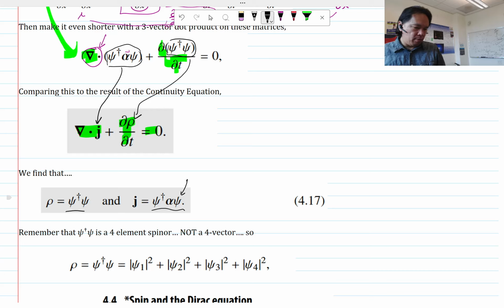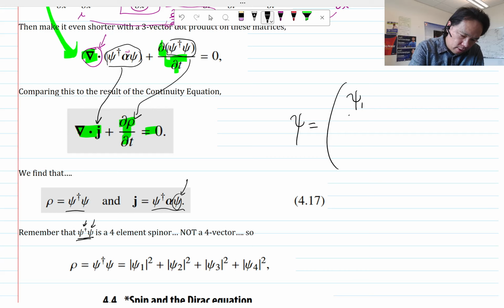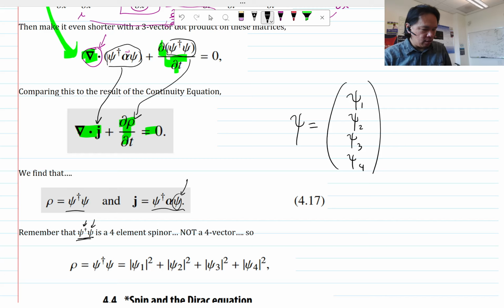Multiplied by the psi, the 4 component, 4 element wave spinor. Just a reminder: you cannot just do psi star here anymore, because these are actually vectors. Remember that psi is now these 4 component things, psi 1, psi 2, psi 3, psi 4. So there's a lot of hidden things in here.